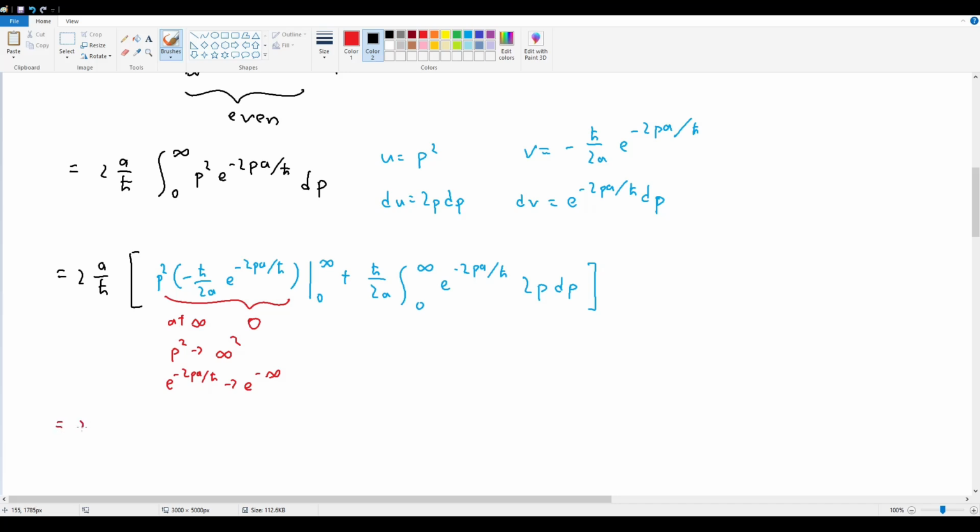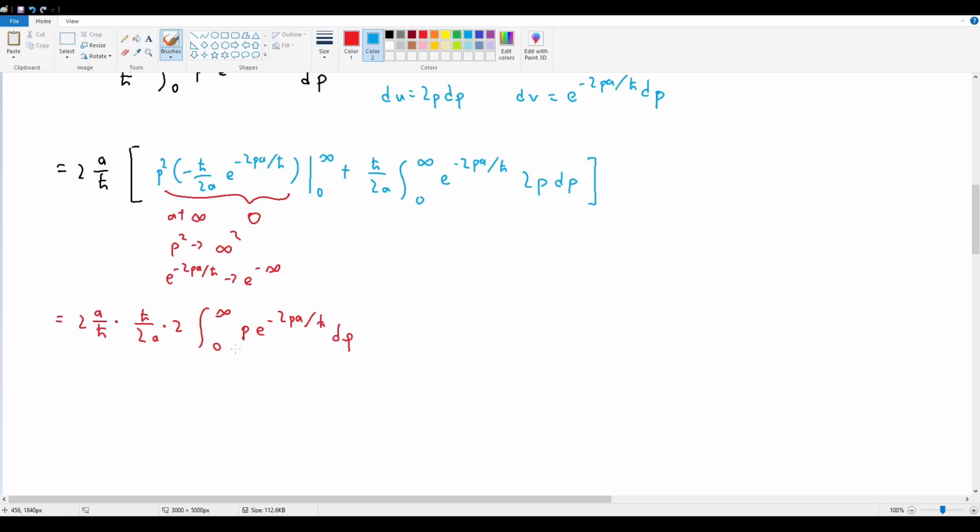Okay, I'm left with 2a over h bar multiplied by h bar over 2a, multiplied by the 2 that I'm going to take out, and then multiplied by the integral from 0 to infinity of p times e to the negative 2pa divided by h bar dp. Now let's do some cancellation here. The 2 cancels out, 2 remains, a cancels out, h bar cancels out. I'm left with 2 integral from 0 to infinity p e to the negative 2pa divided by h bar.